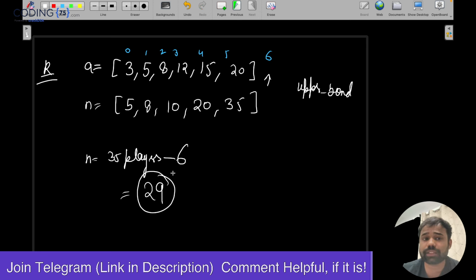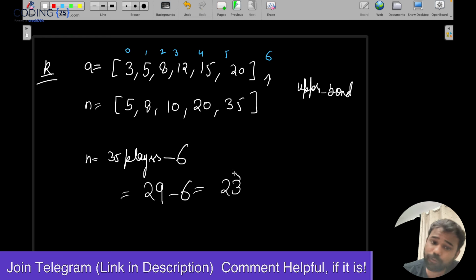Again for 29 players, you will find the upper bound. Again it will come as 6, so again 6 players will be removed. Remaining is 23. For 23 also, again 6 will be the upper bound. Again 6 players will be removed. Remaining will be 17 players.